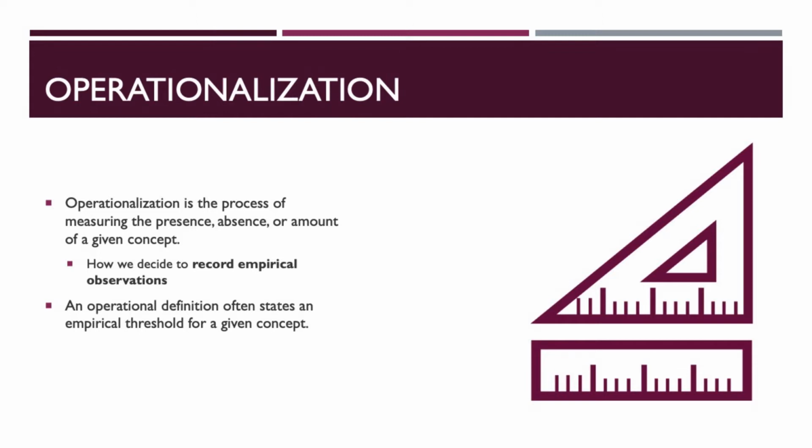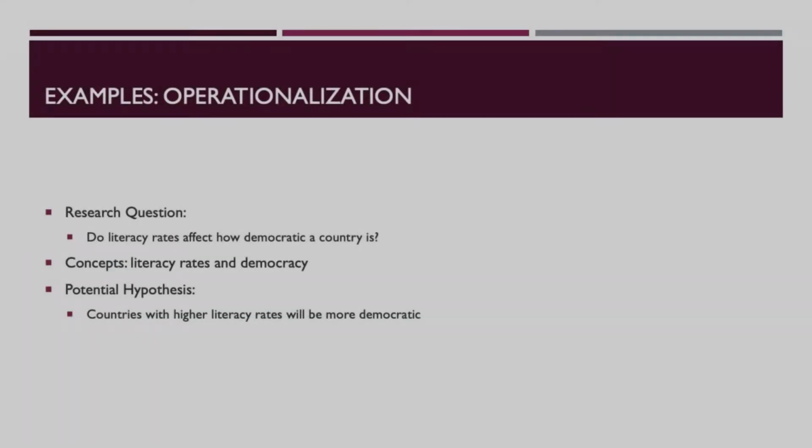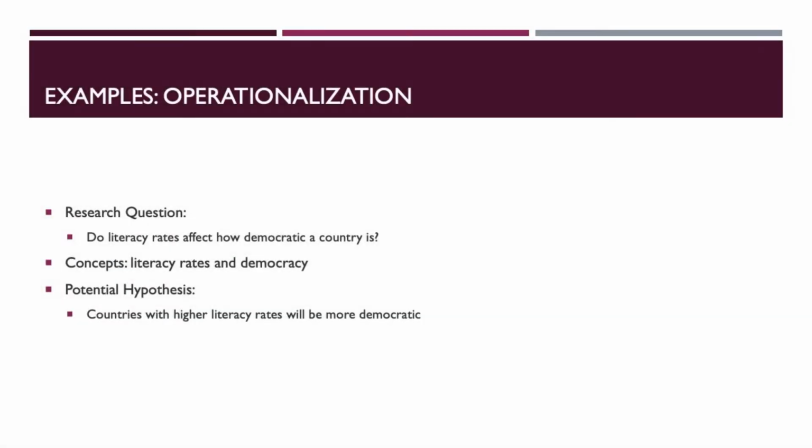This is referred to as an operational definition, which often includes an empirical threshold for the concept that you are studying. So let's go over some examples. First, assume that our research question is, do literacy rates affect how democratic a country is? So very much like we did last week, the first thing that we need to do is break down the concepts present in the question.